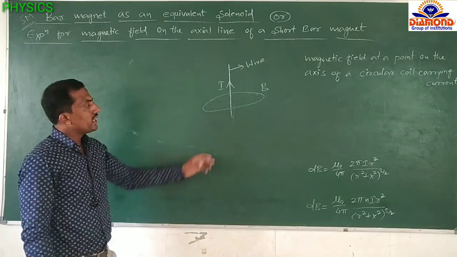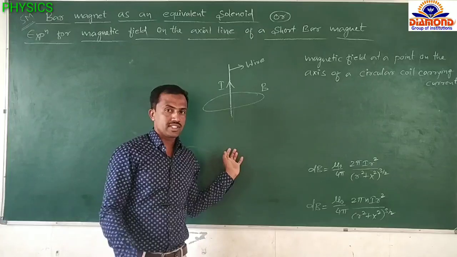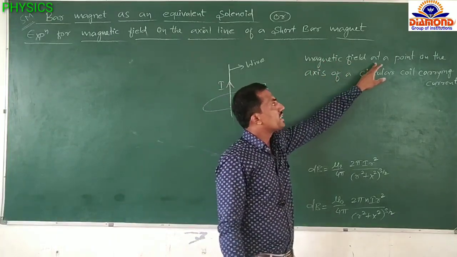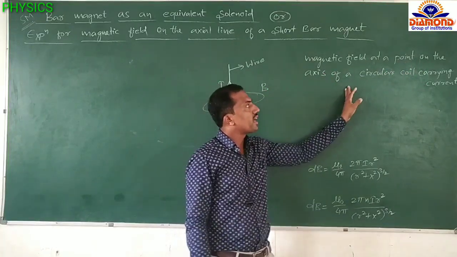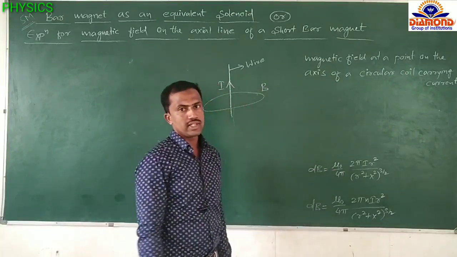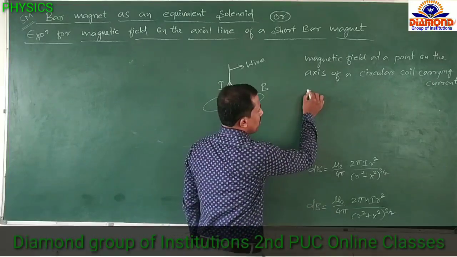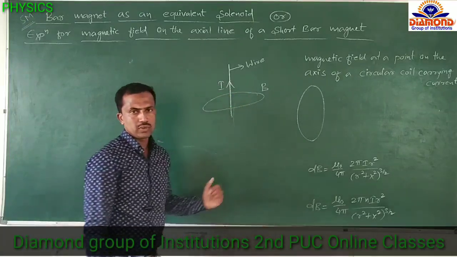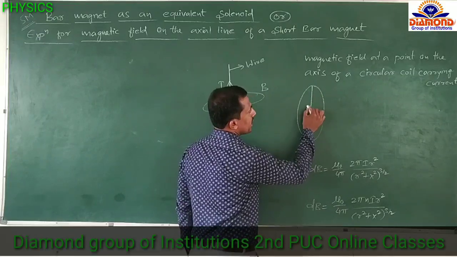In the fourth chapter, moving charges, we will discuss one more derivation: magnetic field at a point on the axis of a circular coil carrying current. We are taking the wire in the form of a circular coil. This is a circular coil, and the radius of the circular coil is R.